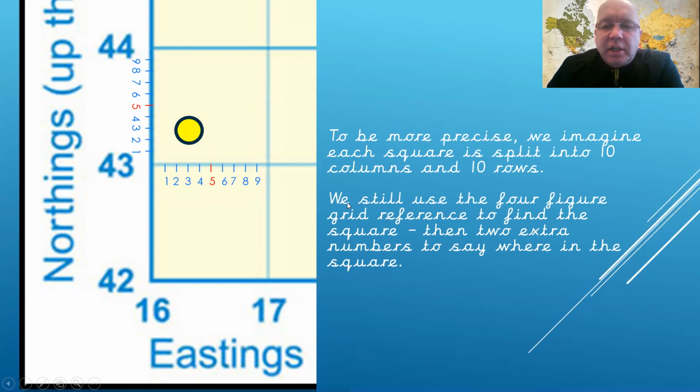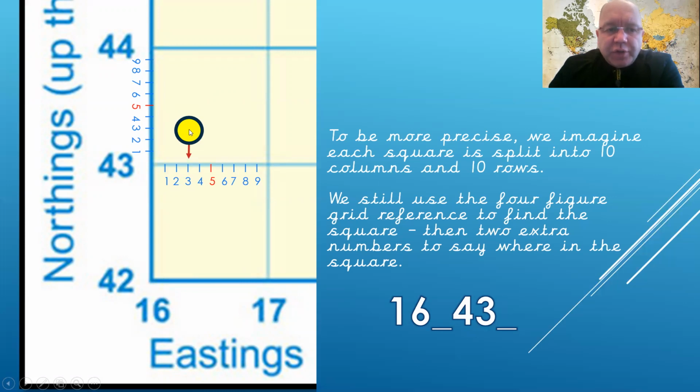Okay, we still use the 4-figure grid reference to start with. That tells us which square we're in, and then we create these 2 extra numbers to say exactly where. So for our yellow spot here, we're still 1643, but we're going to add 2 extra numbers, one after the 16 and one after the 43. So let's start with the 16 first of all. We know it's 16, but 16 what?